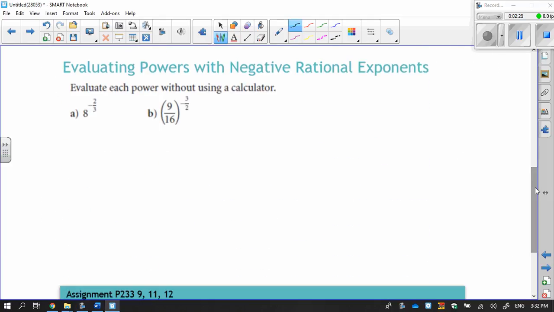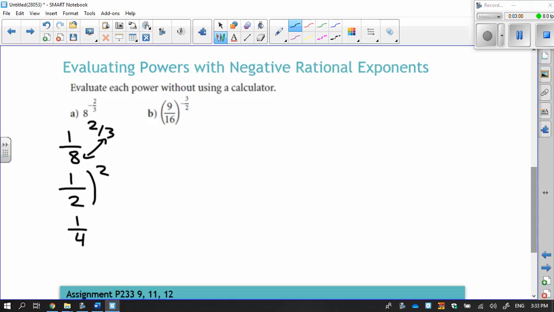And what if we're evaluating powers with negative rational exponents? So there's a lot going on here. It's not just one thing that's happening, it's 2 things that are happening. I always recommend to resolve the negative first. So let's resolve the negative. Now it's 1/8 to the 2/3. Okay. I'm going to resolve the root first. So it's 1/2 squared, which leaves me with 1/4.